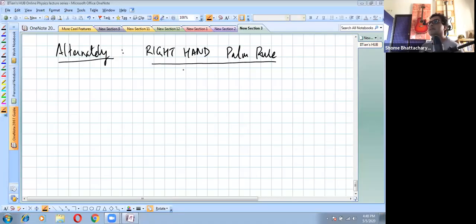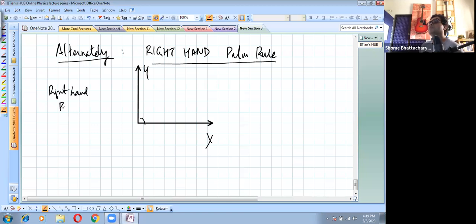So I'll explain it. So the right hand palm rule is that when you draw your x and y axis, like this, this is your positive x axis, this is your positive y axis. Of course, you have negative x and negative y. Then what you do is, alongside, you draw your right hand, or you stretch your right hand palm such that the thumb is along the positive x axis. And all four fingers are pushed along the positive y-axis.